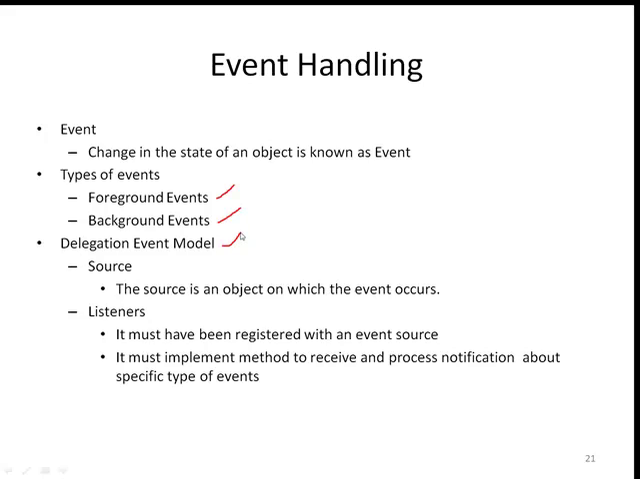Java uses the delegation event model to handle events. In this model, a source generates an event and sends it to one or more listeners. Here, the source is a component object on which the event occurs, and it provides information about the event to the listener. Event listeners or event handlers have the responsibility to handle events occurring at the source. But first of all, a listener must be registered with an event source, and it must implement methods to receive and process notifications about a specific type of event.